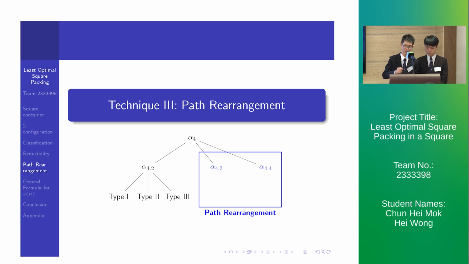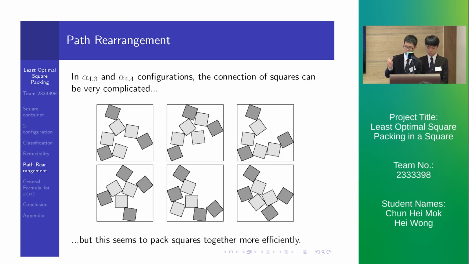Great, now we've tackled class alpha 4.2. For alpha 4.3 and 4.4, we'll use another technique, which we call path rearrangement. The problem with these classes is that the connection of squares can be very complicated, but when you look at them, they seem to not spread out as much. They pack squares more efficiently.